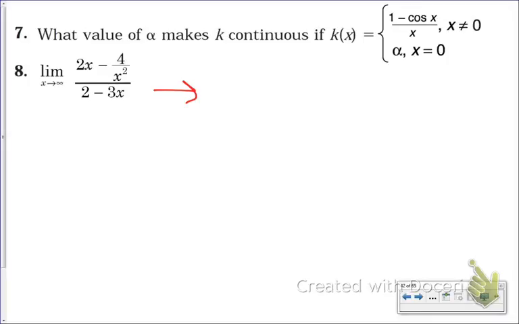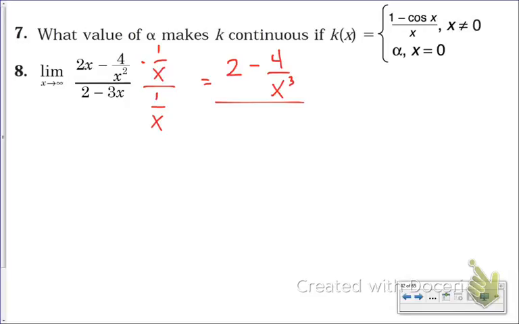Here's what I would do just to make it simpler in my mind, because I think some of you are on the right track. I have infinity minus 0 over 2 minus infinity, which is probably going to be a little confusing. So I'm going to multiply the top and bottom by 1 over x. So 2x times 1 over x is what? 2. And then negative 4 over x squared times 1 over x is negative 4 over x cubed.